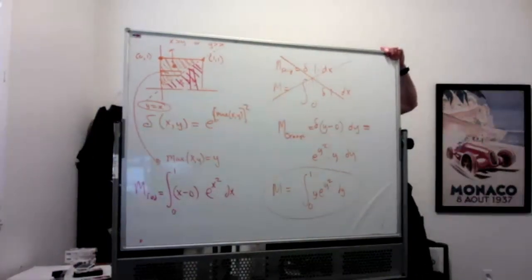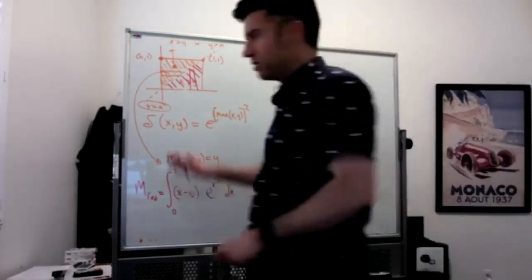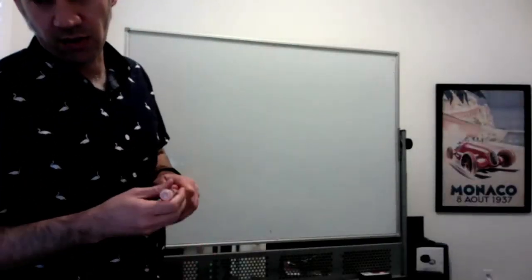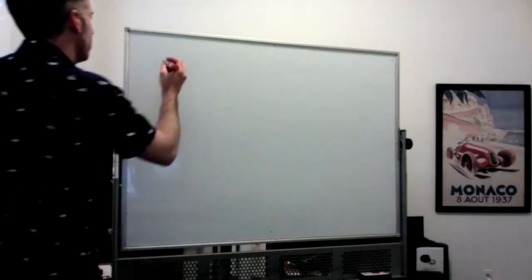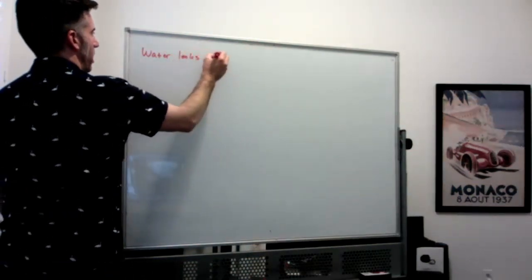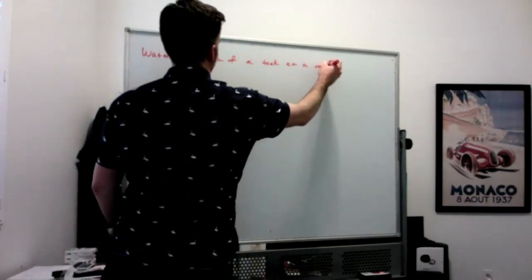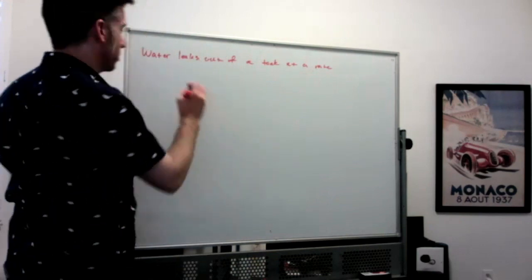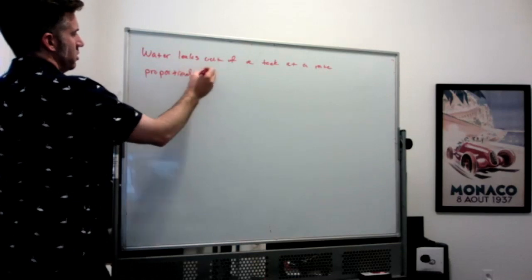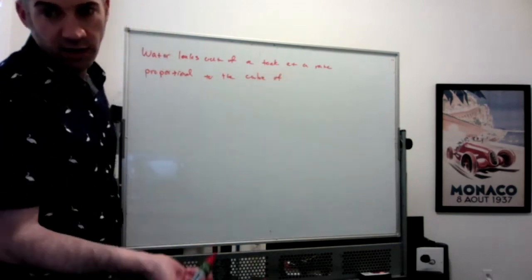Let's look at some differential equations questions that people have asked. At least one. I'm going to change this one up just a little bit. Yeah, so here's a variation on a question I was given. Water leaks out of a tank at a rate proportional to the cube of the remaining volume of water.